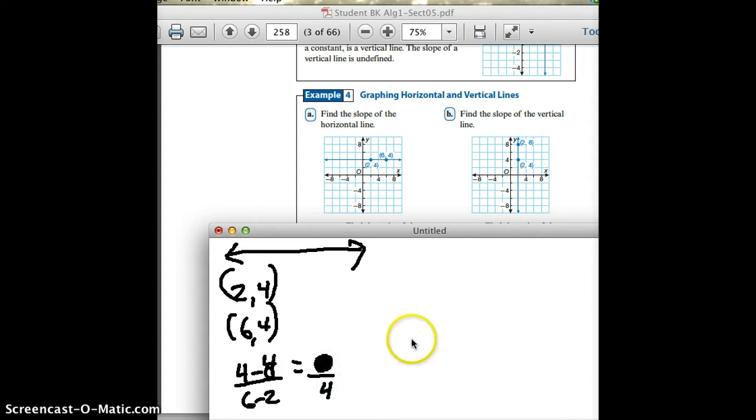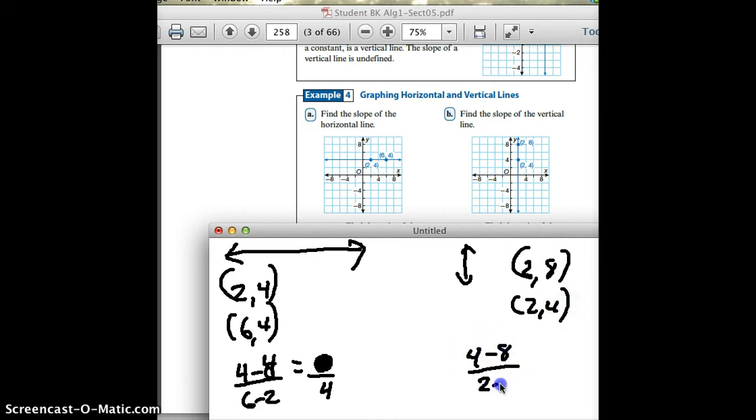And the other one is a vertical line. Vertical lines are straight up and down, and your points are 2, 8, and 2, 4. Which is 4 minus 8 over 2 minus 2, which is negative 4 over, goodness gracious, over 0. Gosh, I did it again. 2 minus 2. Jumping ahead of myself. Okay, so which one of these? One of these is going to be 0, and one of them is going to be not possible. So how do I know?